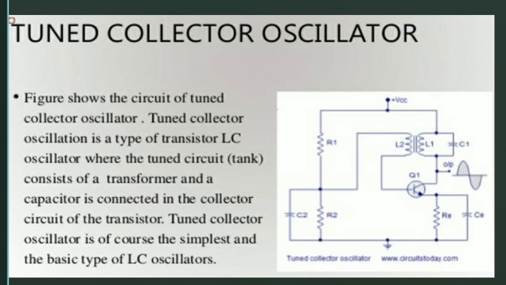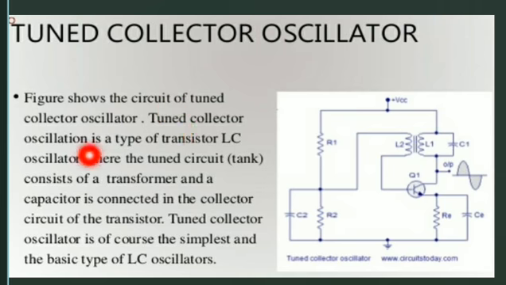First one is tuned collector oscillator. Yes, this is the circuit, right? The NPN transistor in common emitter mode does the same amplification process. You need not worry about this diagram, but you should know what a tuned collector oscillator is. See this, the figure shows the circuit for the tuned collector oscillator.